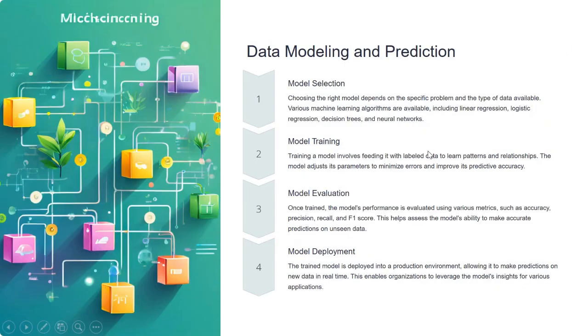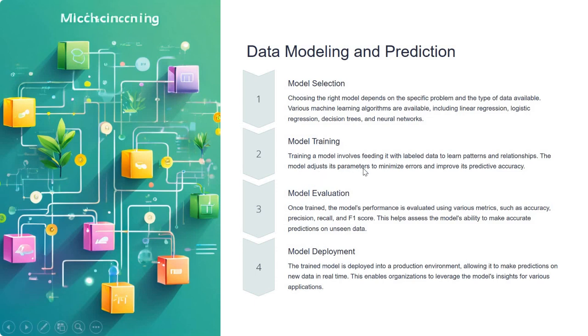Data modeling and prediction. You have the model selection, model training, model evaluation, model deployment. So let's look at model selection. Choosing the right model actually depends on the specific problem and the type of data available. Various machine learning algorithms are available, including linear regression, logistic regression, decision trees, and neural networks. I talked about neural networks.